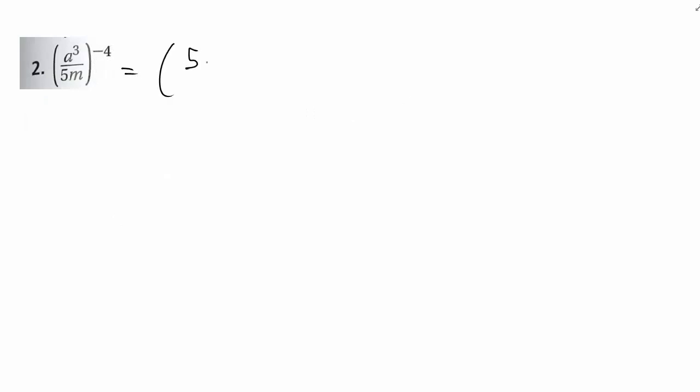So I'm going to take this thing before I distribute that power. I'm going to flip the entire quantity here, so negative exponent means reciprocal, so I flipped all this. Now I'm going to distribute this fourth power. The m gets it, the 5 gets it, and the a third gets it. So we get 5 to the fourth.